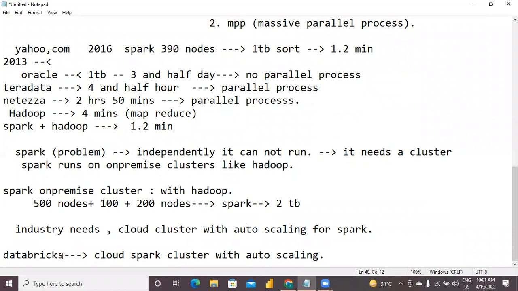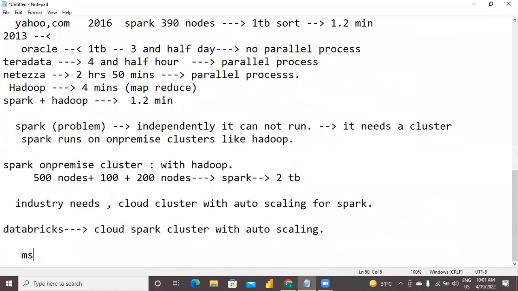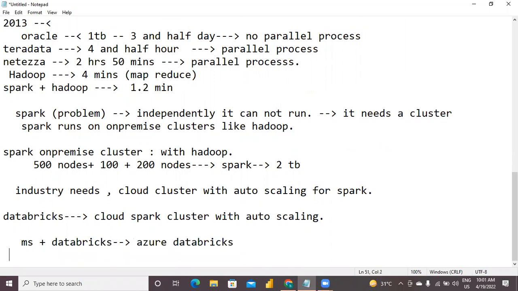That's why Microsoft and Databricks did some work collaboratively, and they launched a new product called Azure Databricks. Understand? So simply, what does Azure Databricks mean? Same thing, it is a Spark cluster. Azure Databricks is a Spark cluster on Azure Cloud.